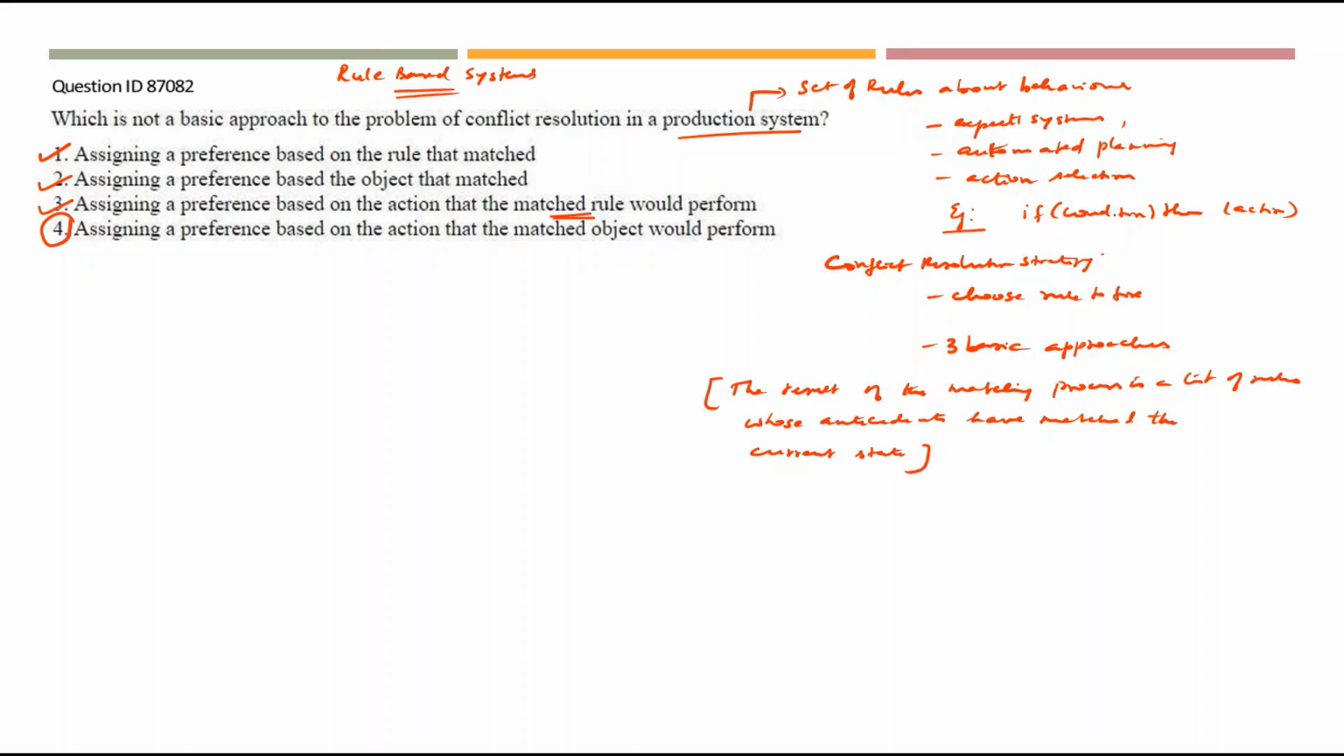So the preference is based on the rule that is matched or it is based on the object that is matched. That is the first 2 points. Then there is another preference. It is based on the action that the rule would perform. It is not about the action of the object because that object can react to different things. But based on the matched rule, the action should be there.